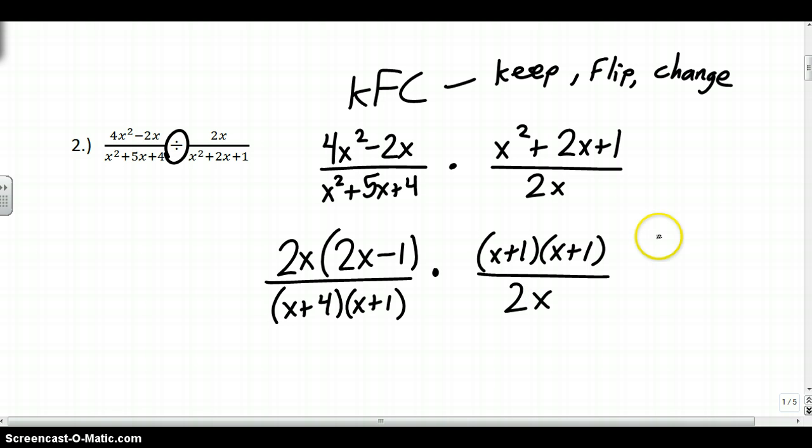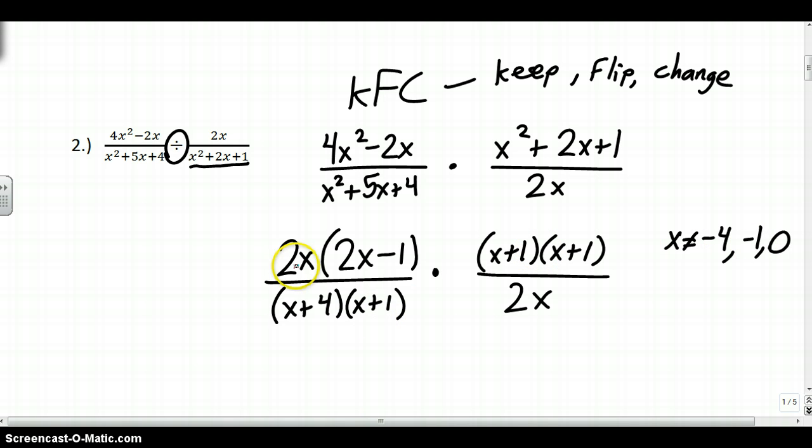Now, what can x not be? From here, it can't be negative 4. Can't be negative 1. It can't be 0. And technically, since this was in the denominator to begin with, I also have to check the numerator of this fraction, because we flipped it. But it ends up being negative 1, which we already have, so I don't have to repeat it.